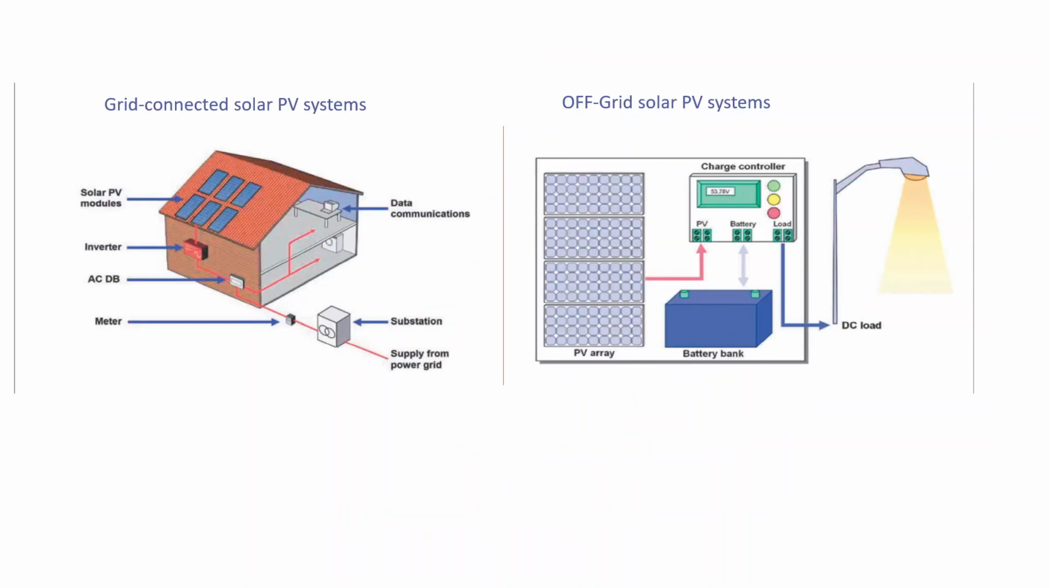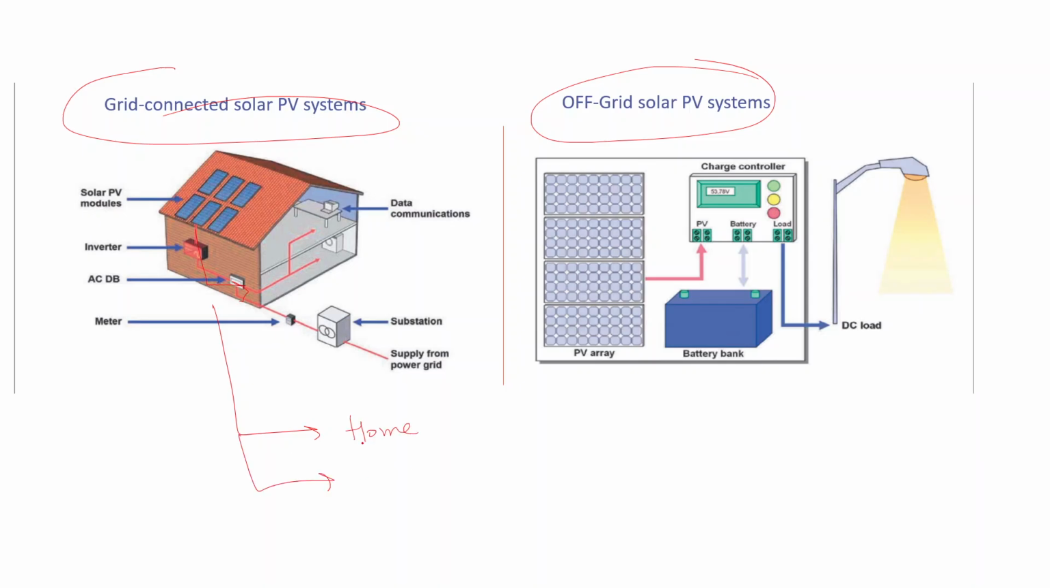Okay. Now there are two systems: one is the grid connected solar PV and the other is off grid. What's the difference? In the grid connected system, the solar cells are installed at a house or whatever place, and the energy is generated. This energy can be used at the home, and the rest of the energy can be transmitted through a substation to the power grid. This is the benefit of the grid connected solar PV system. But it is very complex due to the increase in power electronic circuitry.